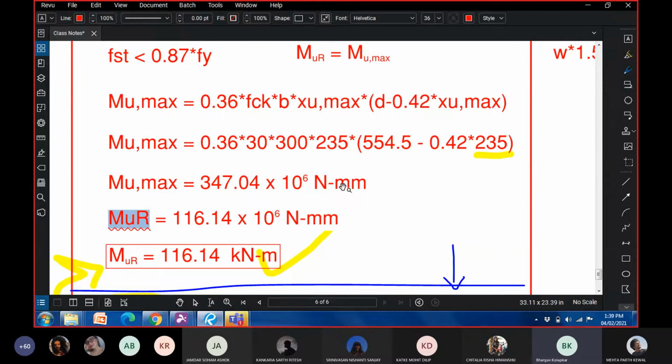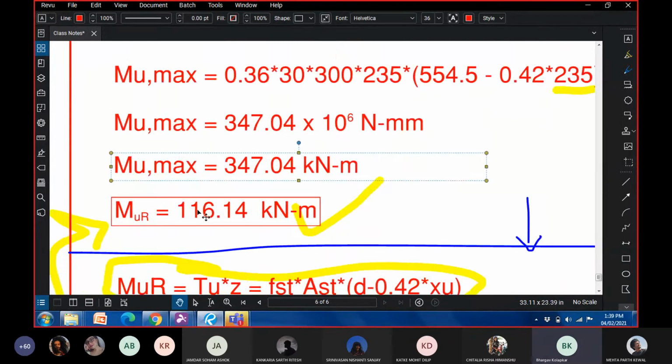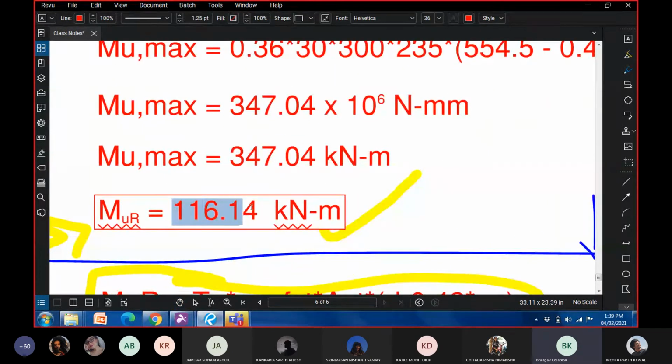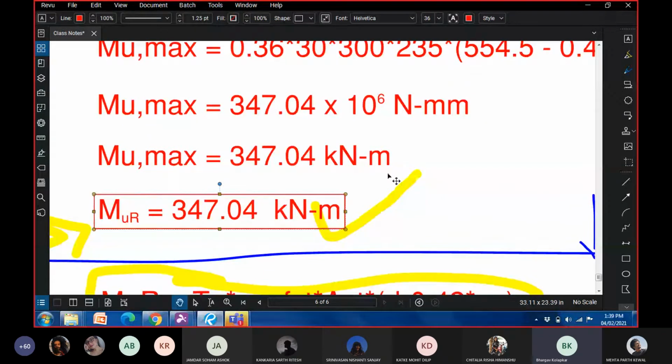So this is in newton meter. Last time I explained how to convert it into kilonewton meter. You just have to get rid of this value here. So it is 347.04 kilonewton meter. And therefore, your moment of resistance is 347.04 kilonewton meter.